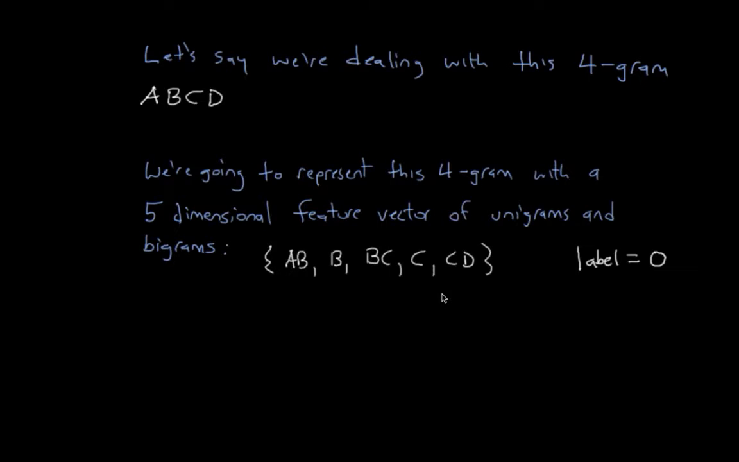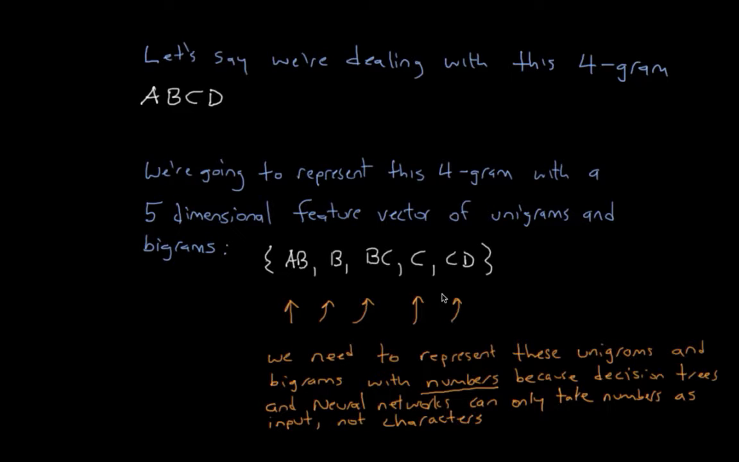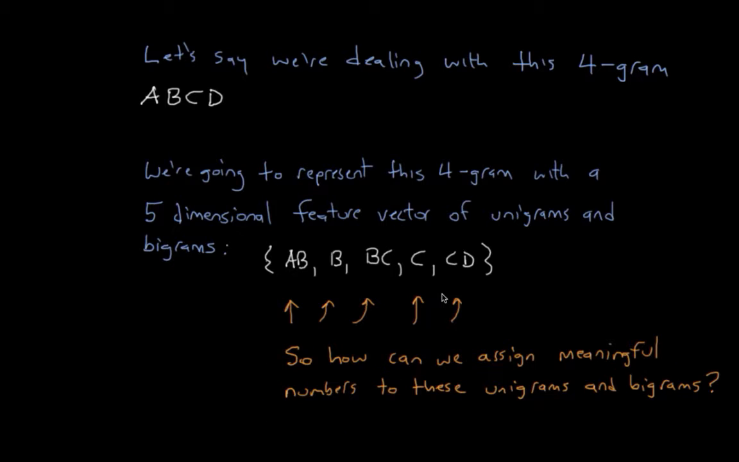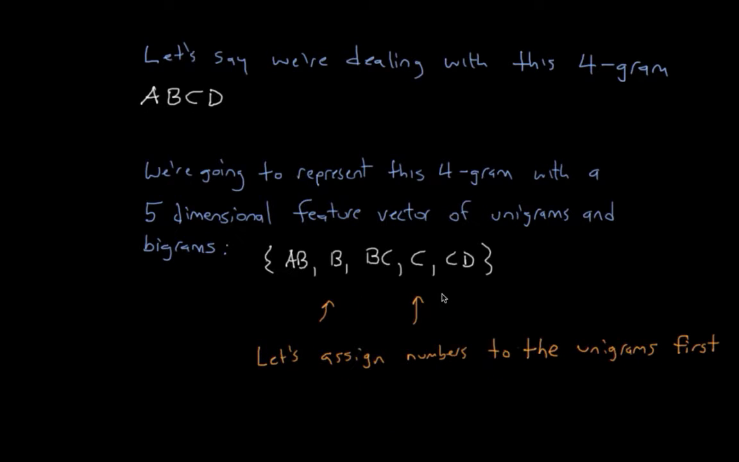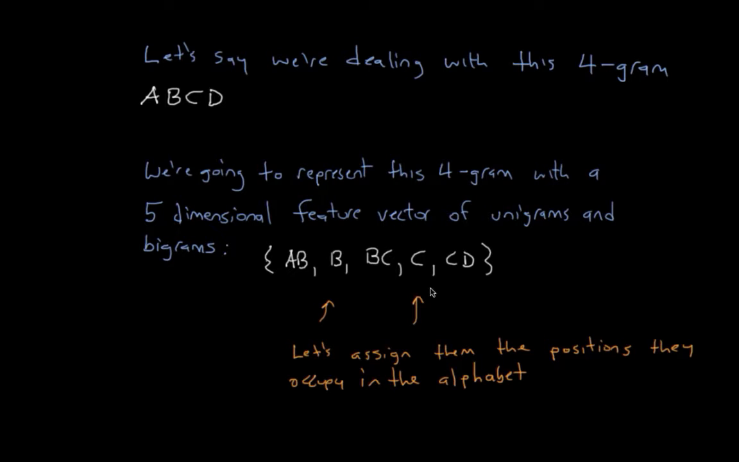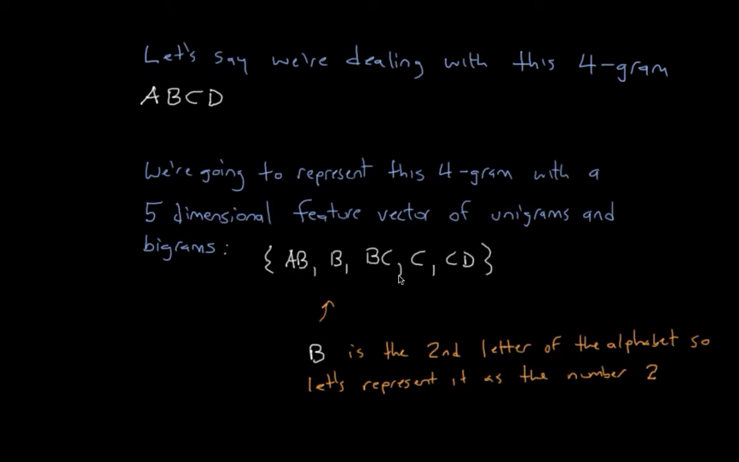Like I said before, we can't feed characters into our decision tree. We can only feed it numbers. So we have to represent the list of 5 character type things with numbers somehow. And so how do we do this in a meaningful way? In the example, we're dealing with English characters, letters of the alphabet. So we can represent the unigrams, the single characters B and C, by their positions in the alphabet. So the letter B is represented by the number 2, and the letter C will be represented by the number 3, because those are their positions in the alphabet.